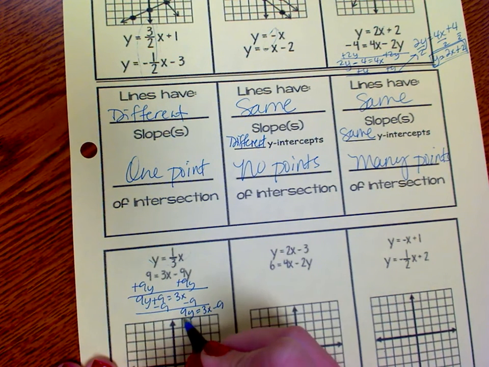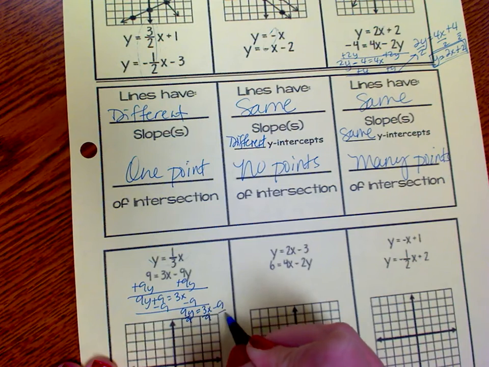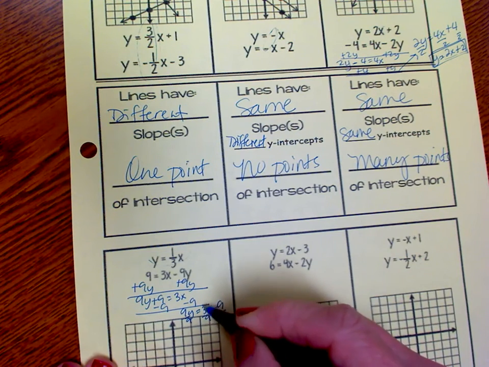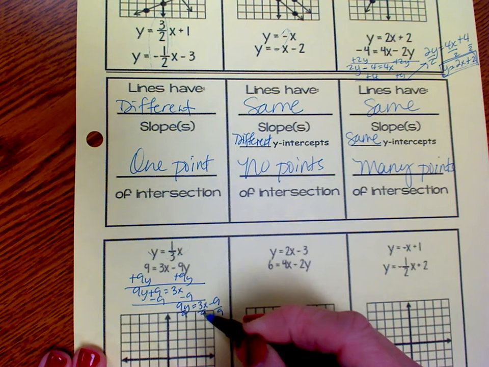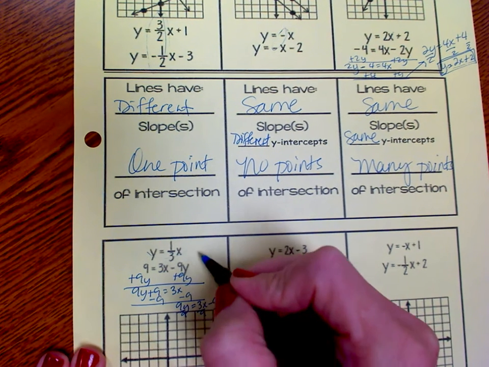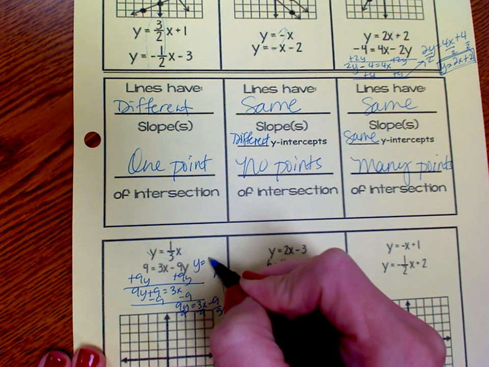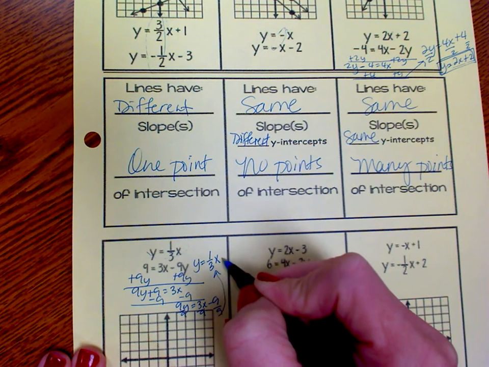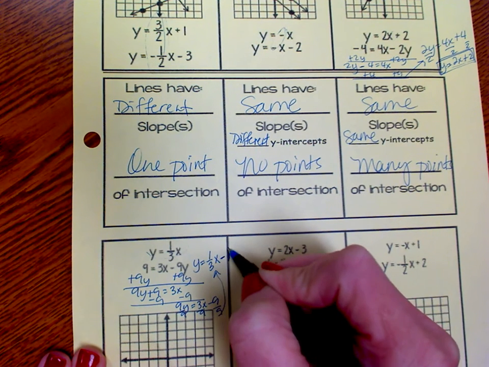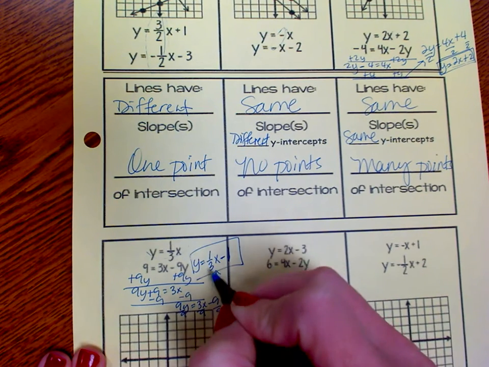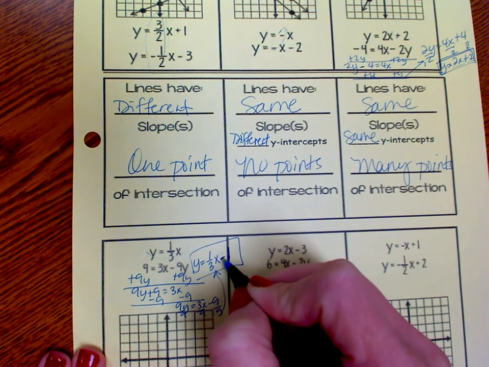Now be careful here. When you divide by 9, this is where some of you are going to make mistakes. You need to make sure that you divide 3 divided by 9, not 9 divided by 3. So your final answer here is going to be y equals 1/3 x minus 1. It's hard to see. So, 1/3 x minus 1.